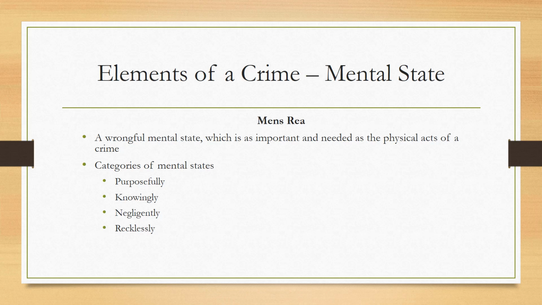So what are some categories of mental states that can get you in trouble? Purposeful, knowingly, so you actually know what you're going to do when you do it. Negligently, you were just careless. Reckless, you were really careless. All of those can be the correct mental state to charge you with a crime.